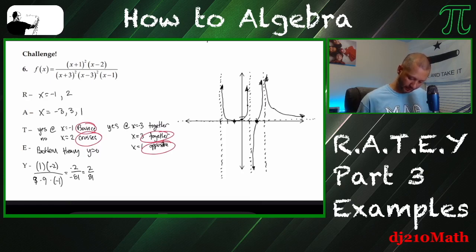And then last but not least, at negative 3, they're also going to be together. So if it goes up on the right, it's going to go up on the left and then down towards the asymptote.